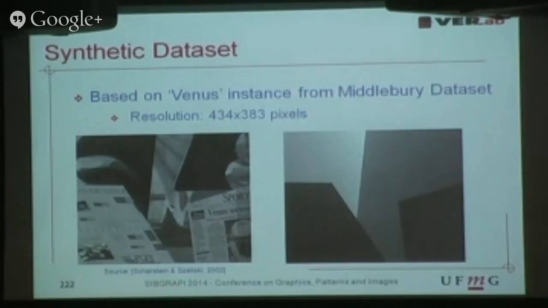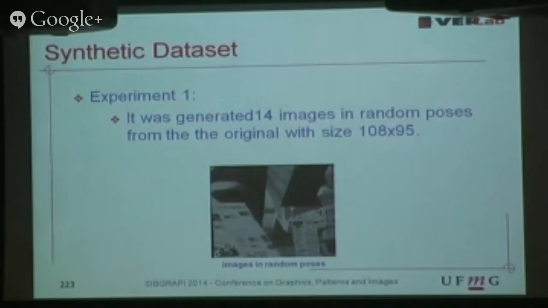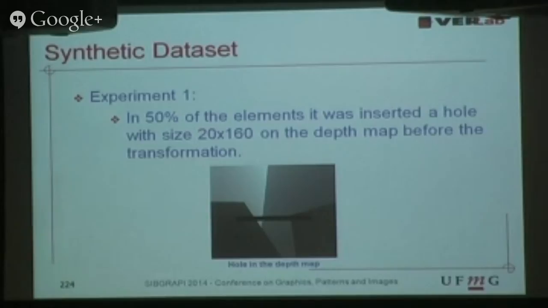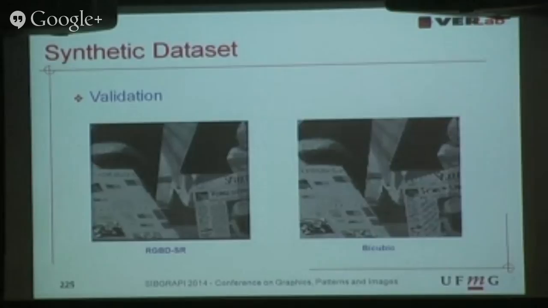You can see the images; they are obtained at random poses. So 14 low resolution images are generated. In 50% of the elements of this data set, we introduce this synthetic hole here, just a black rectangle. This is the depth information, so there's no information here. And that's how it was validated.